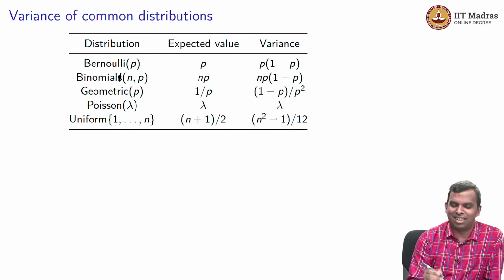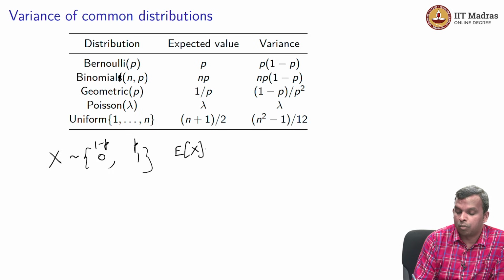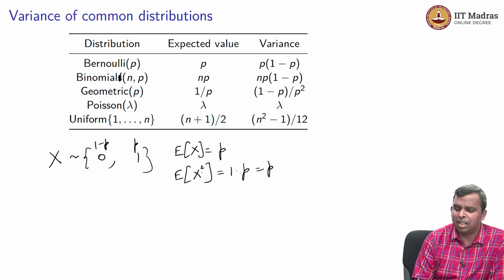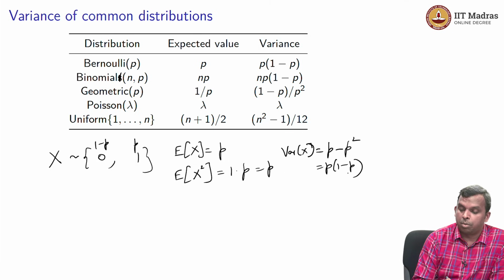Okay, so let's do simple things. Let's say x is Bernoulli. So x is 0 or 1, with probabilities 1 minus p and p. We know expected value of x is p. The best way to do these kinds of things is to find expected value of x squared. Expected value of x squared is 1 times p, it's also p. In fact, for x cubed, x to the 4, whatever you do, you'll get p. Now variance of x is expected value of x squared minus expected value of x whole squared. So you get p minus p squared, it's p times 1 minus p. So Bernoulli is easy to do.